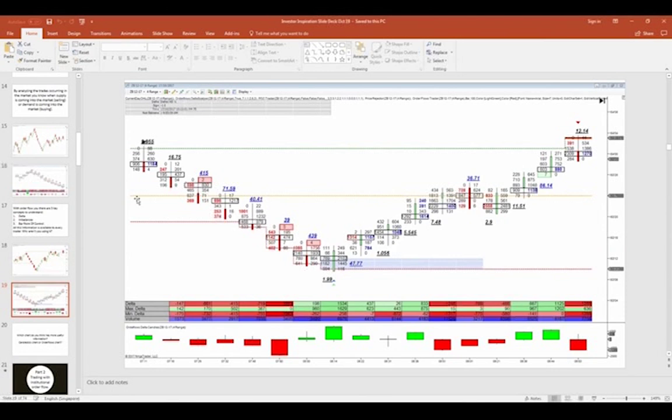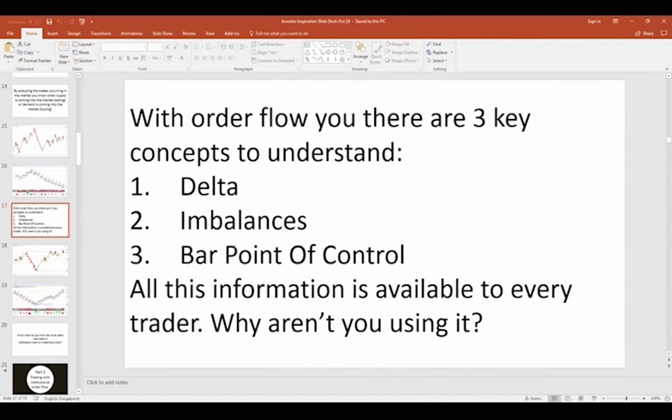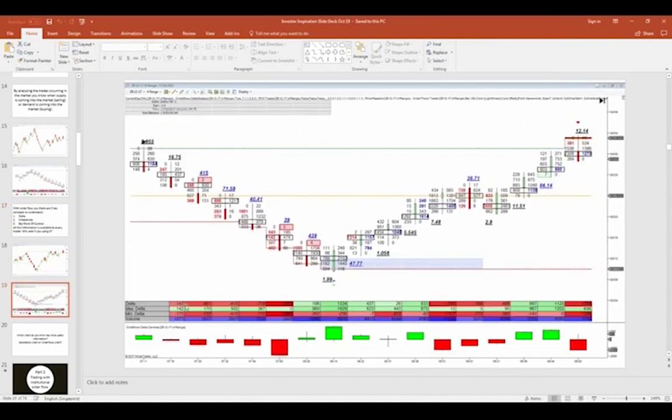Okay, now again, I talked about a couple of things: delta, imbalances, and bar point of control. So the delta runs along the bottom, and it's the difference between the net aggressive sellers and net aggressive buyers. So on a market moving lower, you should have generally negative delta, means you have more selling. It's pretty simple, right? Imbalances in the bar: there's selling imbalances, there's buying imbalances. If it's a red number in the bar, it's a selling imbalance.